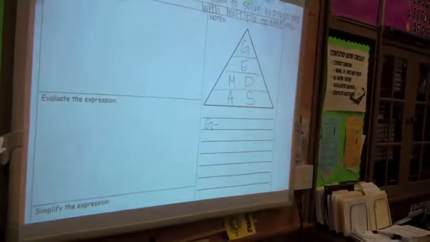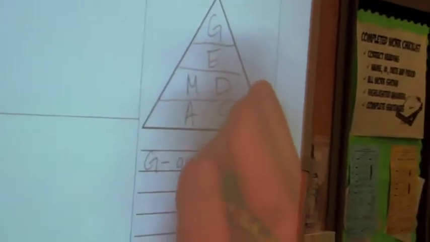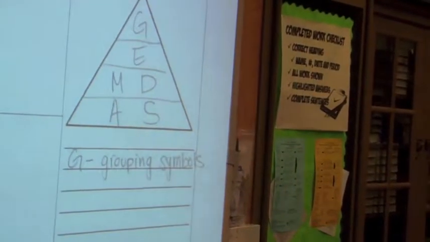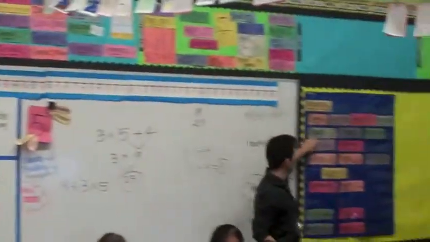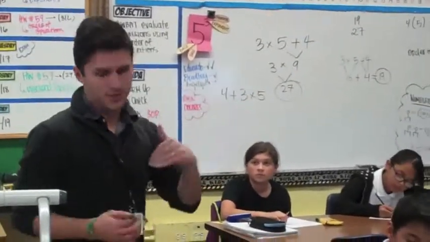And so one of the things that I purposely changed the T to a G is because the G stands for grouping symbols. Okay? In grouping symbols in this case, I think of grouping symbols in two ways. So I think of parentheses, but I also think of brackets. Okay? So brackets are the other grouping symbol that also come first.